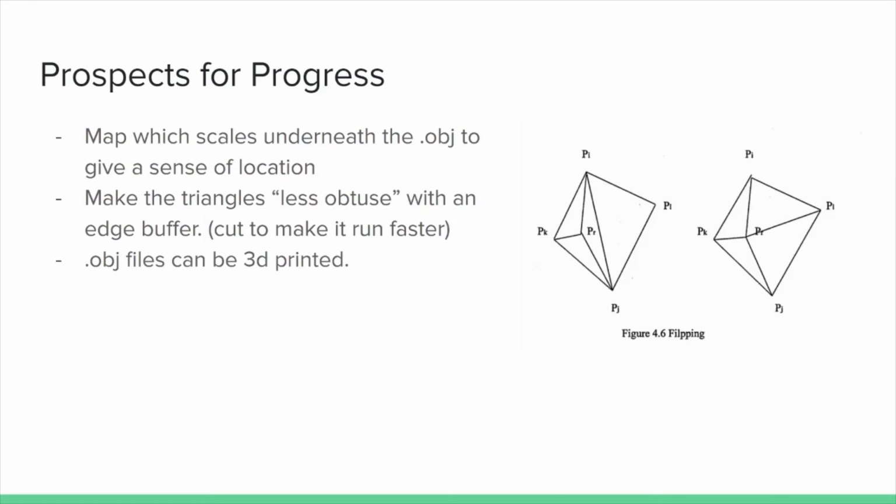Yeah, so there were some things that we could have additionally improved on this project. It would have been great if we could have a map that would go underneath the object file to give some sense of location. There's also an edge buffering step that we could take to make the triangles less obtuse, and it would make it run slower. 3D printing is another really cool prospect for this project because OBJ files are the kind of files that 3D printers take.